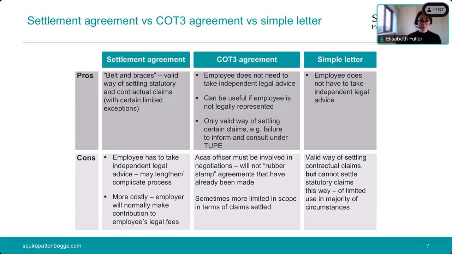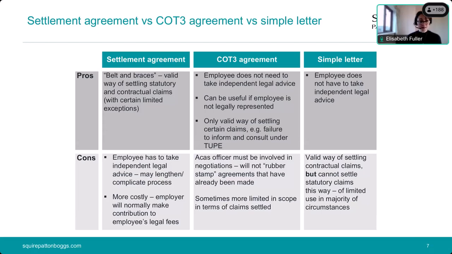ACAS isn't going to rubber stamp a settlement that's already been reached between the parties. They have to be actively involved in the negotiation process. Now, that's actually causing a few problems at the current time because the ACAS conciliation service is currently very stretched. And so we are in practice seeing delays to negotiations being caused due to the fact that ACAS aren't able to assign a conciliation officer to cases very quickly.